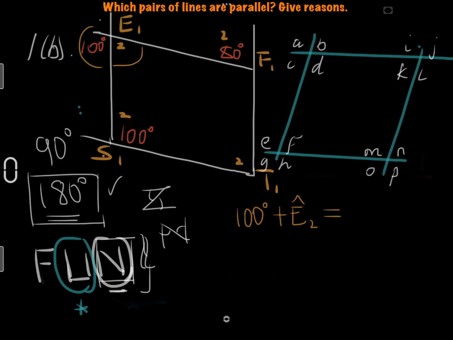Those angles are straight angles. Again, I've posted a video earlier with regards to straight lines. In this case, we are looking at geometry that involves straight lines or straight angles. So we are looking at whether E2 and S2 are supplementary.